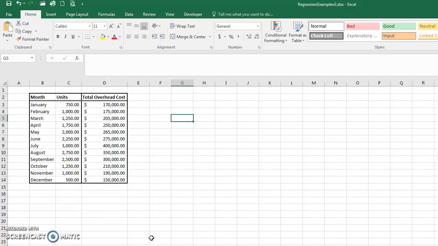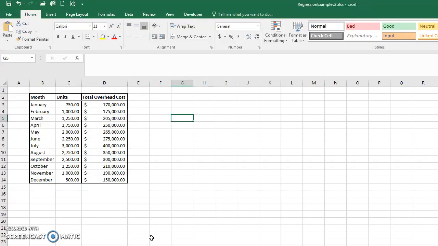Remember, a mixed cost has some fixed and variable components. In order to estimate a mixed cost for a different level of production or a different level of activity, we have to parse the mixed cost into its fixed and variable components. That's what regression can help us do. It can help us take an overall mixed cost and figure out how much of it is variable and how much is fixed, okay?